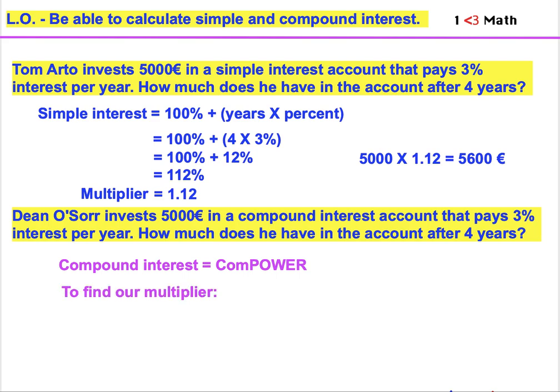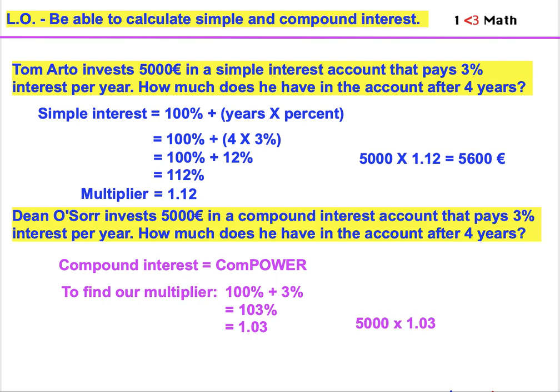So to find our multiplier, we're going to do 100% plus the 3% first of all. And that's 103%. We change that to a decimal to get our multiplier. It's 1.03. And what we're going to do is put that to the power of 4 because we're adding on 3% the first year. We've got a new amount. We're adding on 3% the second year. We've got a new amount. We're adding on 3% the next year. We've got a new amount. And finally, for the fourth year, we're adding on 3%. And that gives us our total.